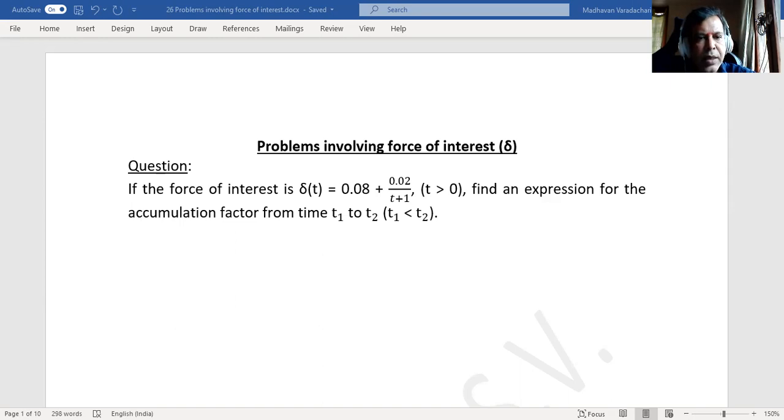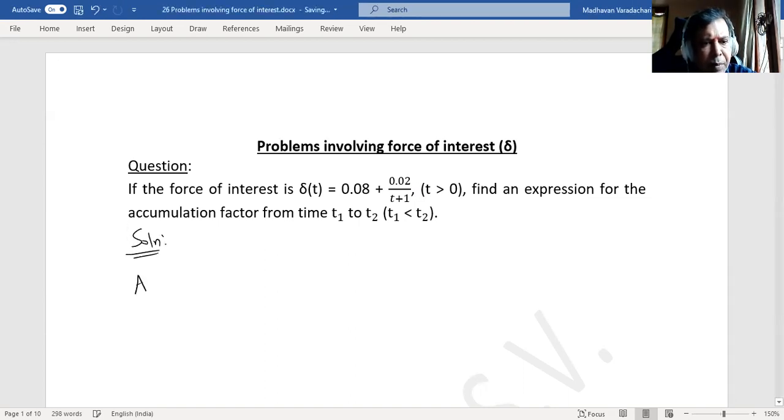The first one: if the force of interest is given as a function delta t, which is equal to 0.08 plus 0.02 divided by t plus 1, where t is larger than 0, find an expression for the accumulation factor from time t1 to t2, where t1 is less than t2. So let's proceed with the solution.